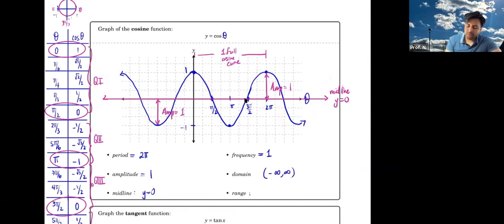And my range are all the y values. And the y values, again, are bounded between the same interval as sine. It's bounded between 1 and -1 and everything in between.